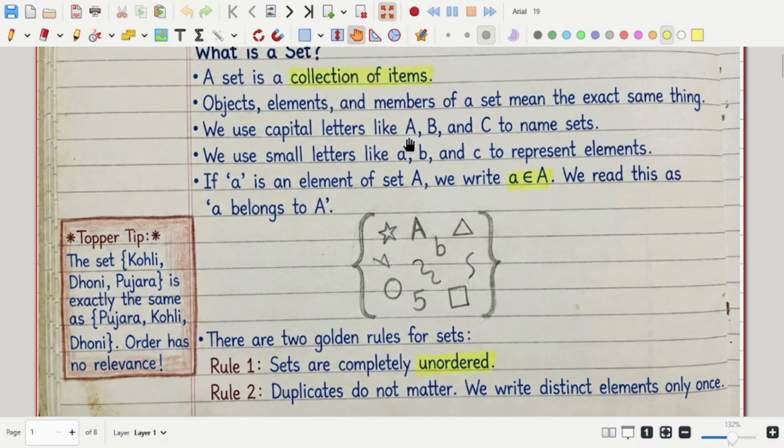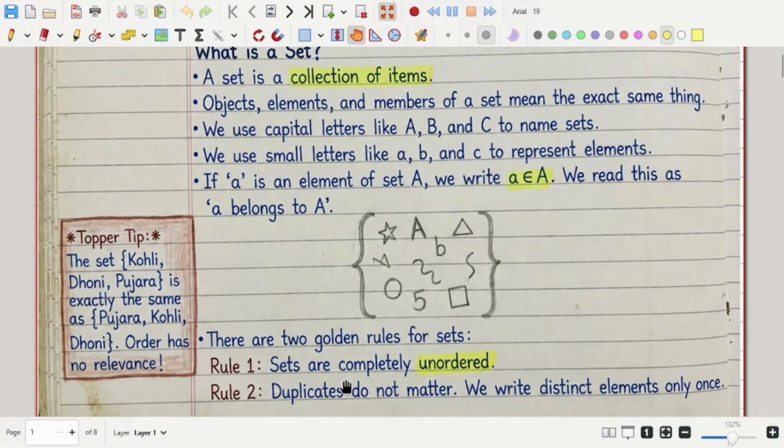We use capital letters like capital A, capital B, capital C, etc. to name the set, and small letters like small a, small b, small c to represent elements. If a is an element of set A, then we will write it as a belongs to capital A. This Greek letter epsilon indicates belongs to.